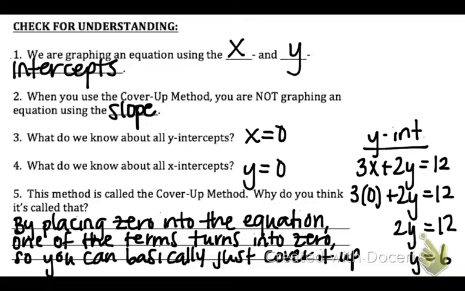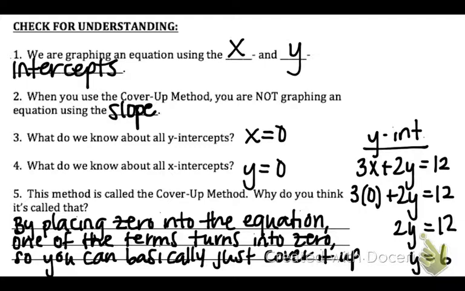So here are some answers I put in for the check for understanding. We are graphing an equation using the x and y intercepts. When you use the cover-up method, you are not graphing an equation using the slope. What do we know about all y-intercepts? X is 0. What do we know about all x-intercepts? Y is 0. This method is called the cover-up method. Why do you think it's called that?